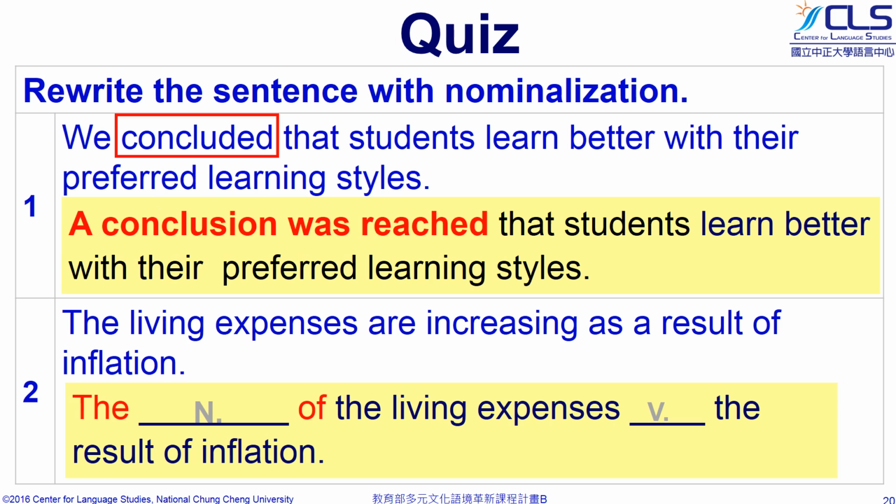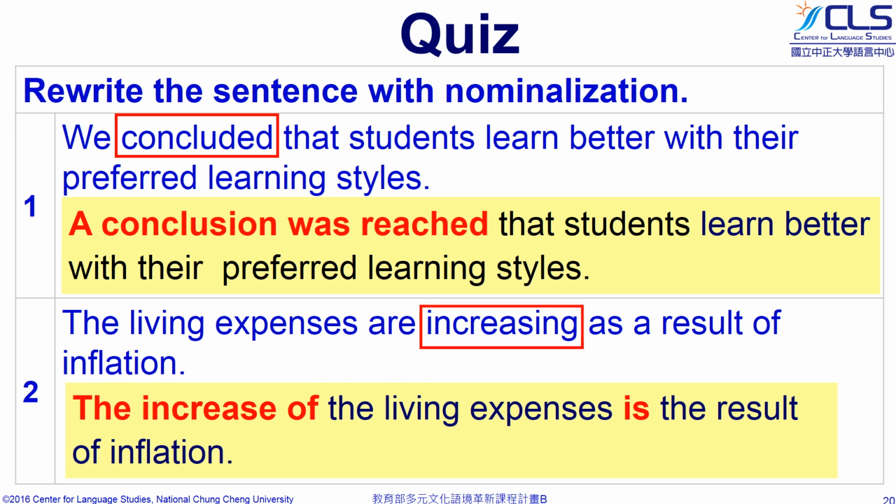Change the verb concluded to noun conclusion. Then add the verb reach to the sentence. However, we should use past tense and passive voice here, and the sentence reads, a conclusion was reached. The second sentence here, we can change the verb are increasing to the increase of something. Then add a present tense verb, is, to the sentence.